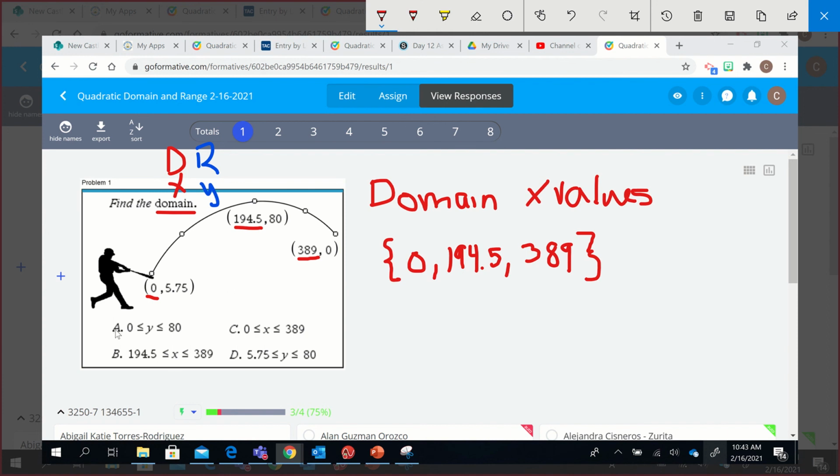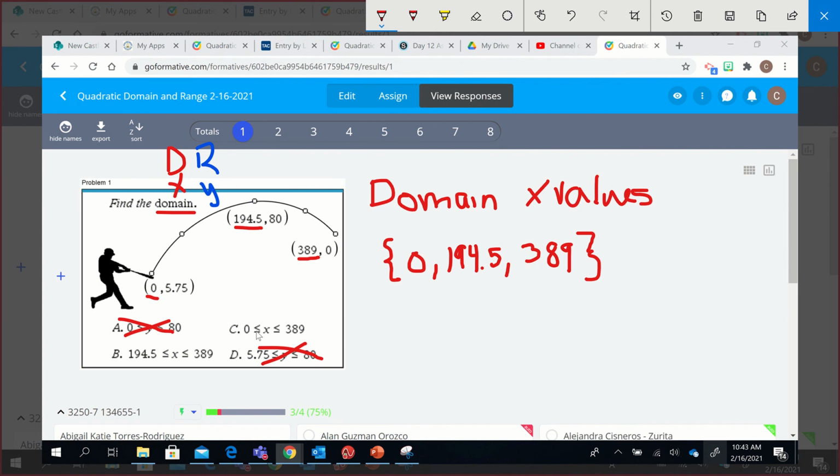So the first thing I need to do, I can look at the answer choices. This has Y. That's no good. This also has Y. That's no good. And then we're left with this. It's saying here that your domain goes from 194.5 to 389. Well, that's true. It does go from 194.5 to 389. That is true, but that's not correct.